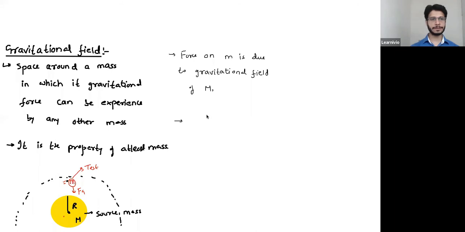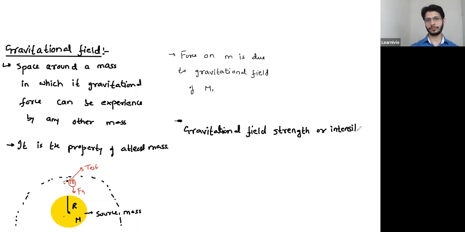Okay, so the next thing is, this is the gravitational field. Now, how would you calculate the field? When we calculate the strength of field, the quantity is known as gravitational field strength or intensity. So let's check what is gravitational field strength or intensity.